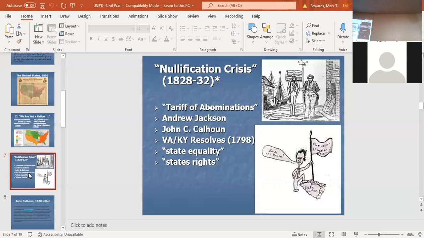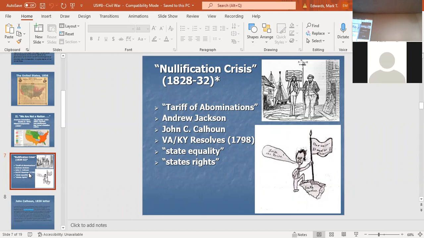Liberty trumps union. Self-determination, freedom to direct your own life, trumps union. Where would Calhoun get such a crazy idea that liberty was more important than union? Where would an American politician possibly come up with the idea that liberty was more important than union? Is there anything in America's past that Calhoun could point to and say, look, liberty is more important than union?